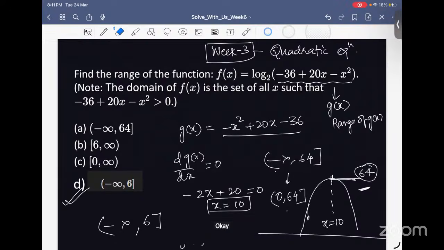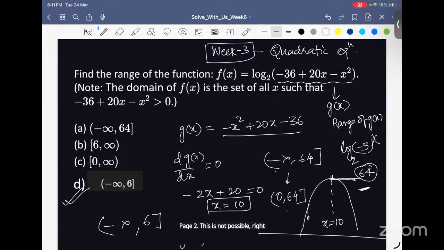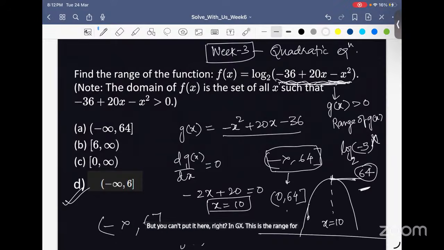Minus infinity to 0 can't be in the domain, right? You can't put log of minus 5 base 2, this is not possible, right? So because this is not possible, what is possible? Wherever the value of g(x) would be greater than 0. Minus infinity to 64 is the range for g(x), but you can't put all of it here, right?